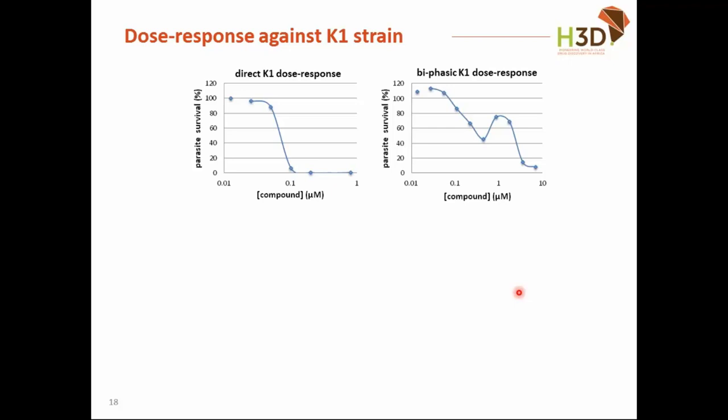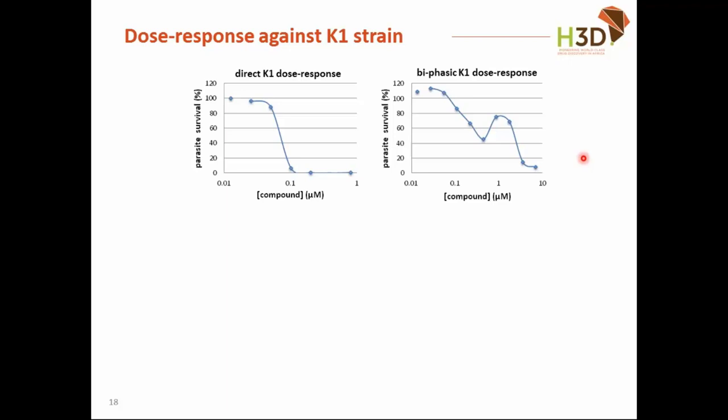So what happened with some compounds is that instead of having a nice sigmoid curve for the activity against the resistance strain K1, we had that weird biphasic bumpy curve here on the right-hand side, and we don't quite understand why we get that second bump here.